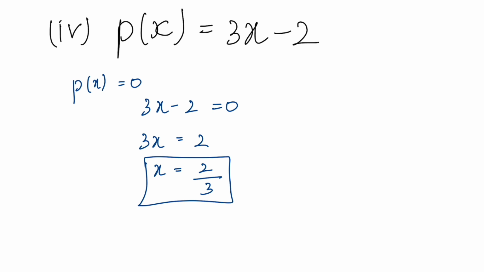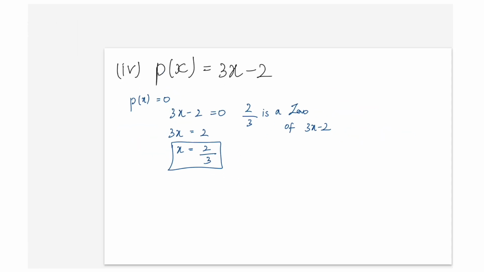Again, this is also a linear equation, so only one solution here. So 2 by 3 is a 0 of 3x minus 2. Okay, moving on to the next subdivision.